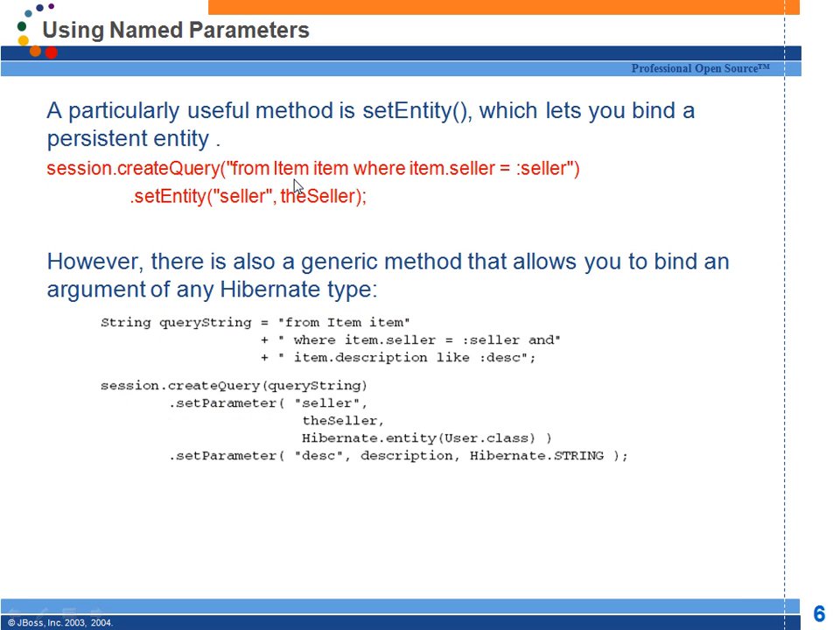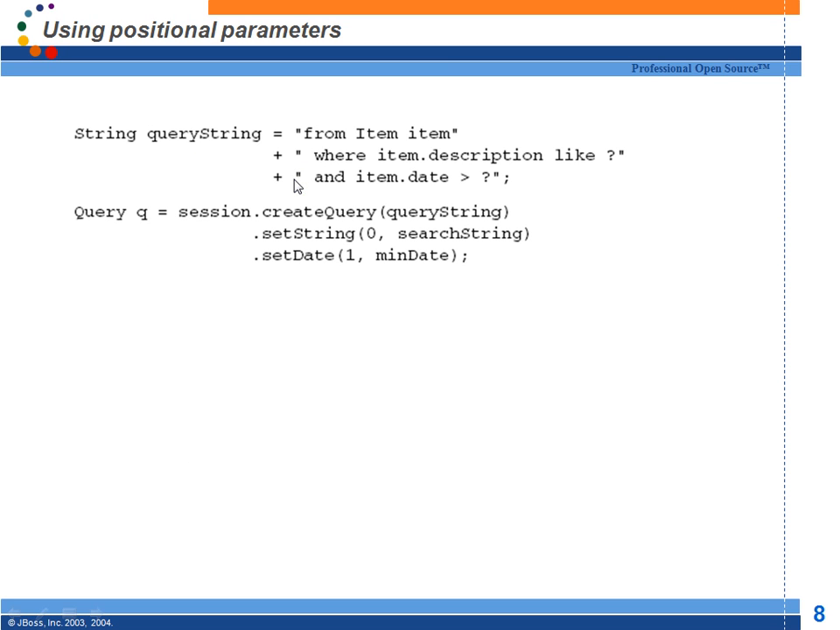Positional parameters also can be used. Just see, this is an example of positional parameters, just like in a prepared statement. Here: item date description like question mark and item date like question mark. Here I am setting 0 for description and 1 for date. You can use both, but which do you prefer?